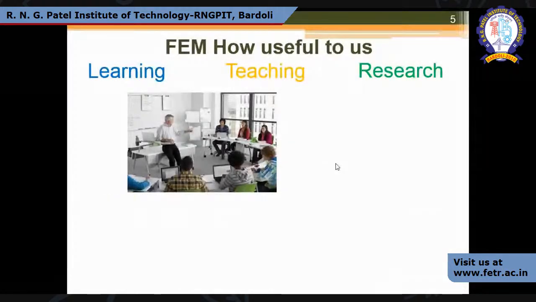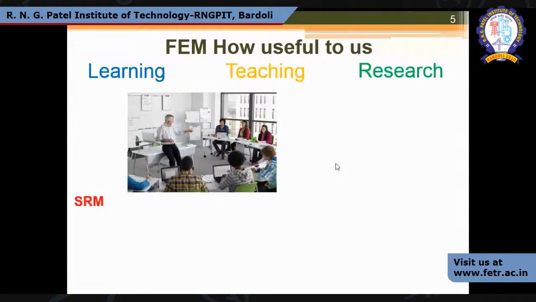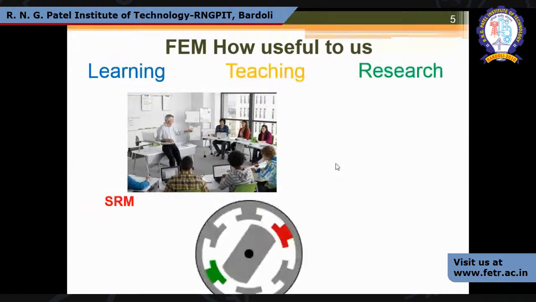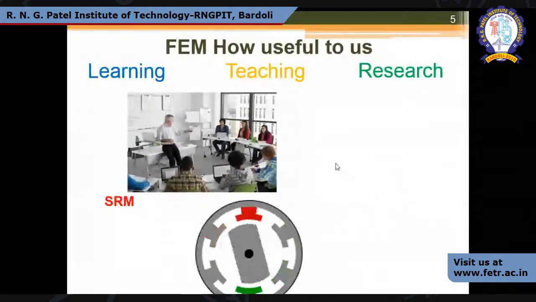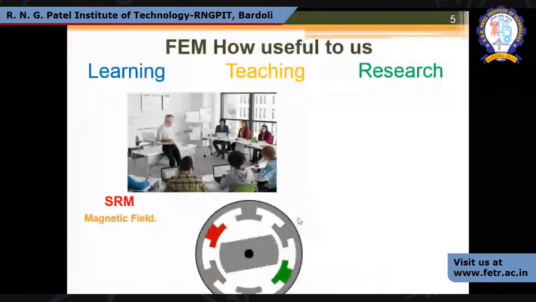So we take an example for a better understanding of learning, teaching, and research. How do we teach the students? Generally, we take an example. We prepare one animation. For that purpose, here I have put up one animation of the SRM motors, switch reluctance machines, where we can easily visualize that when we excite a pole in a sequential manner, then according to that, the rotor is rotated and the machine will rotate. And this is very easy to understand.